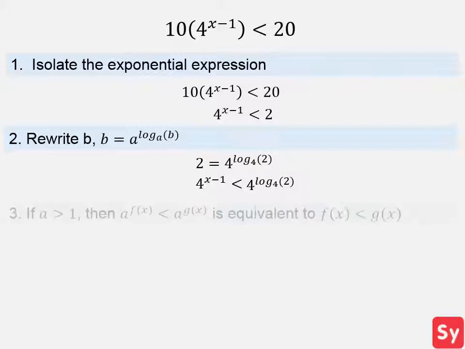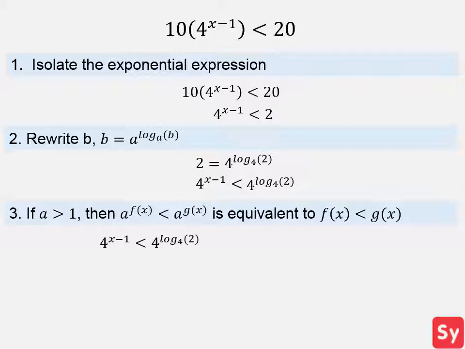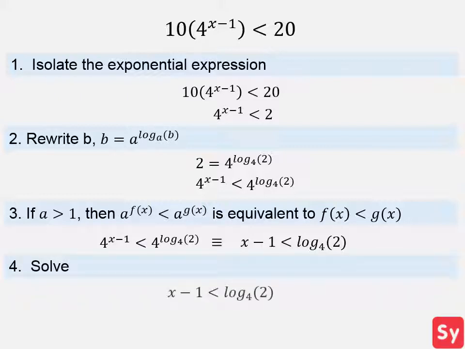Next, we use this rule since a is greater than 1. So, 4 to the power of x minus 1 is less than 4 to the power of log base 4 of 2 is equivalent to x minus 1 is less than log base 4 of 2. Finally, we solve the inequality from step 3. We add 1 to each side and get x is less than log base 4 of 2 plus 1. Our answer.